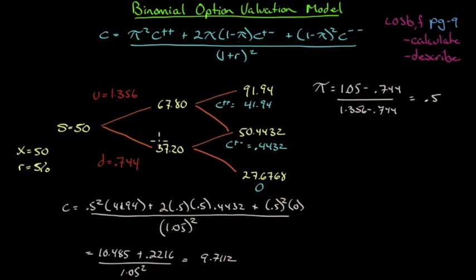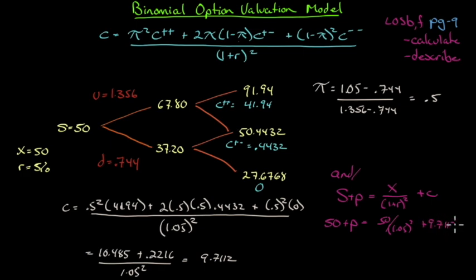We didn't have to do the intermediate step. If we want to know the value of the put, well, that's the value of the $50 call, what's the value of the $50 put? We can use put call parity. The stock price plus the put is equal to the strike price discounted back to today, 1 plus R, in this case squared, plus the call value. So we'll get 50 plus P equals 50 over 1.05 squared plus 9.7112. And all we do is isolate and solve for P.